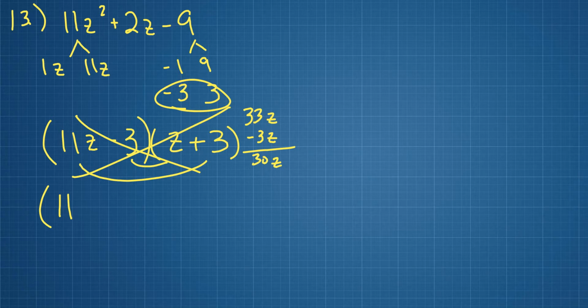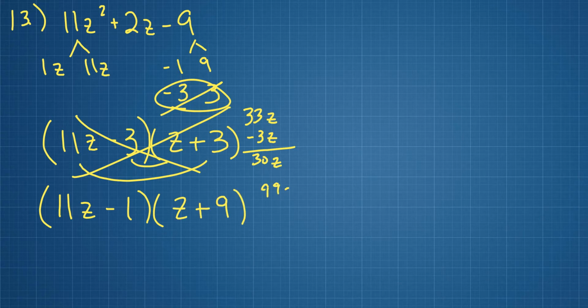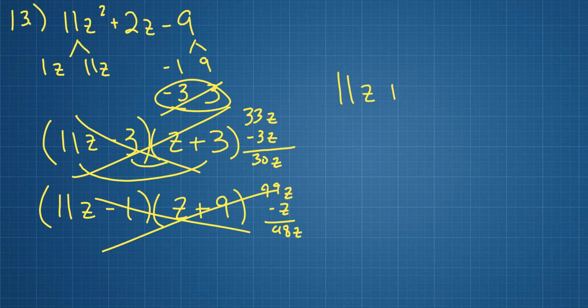That's if the number was different. So, if that was like 3 and 2, you'd have to flip it. But since 3 and 3 are the same, you don't have to. So I'm going to put 11z minus 1, z plus 9. I do the outside to get 99z, the inside to get minus z. Together it's 98z. Not what I want. So remember, I can't cross off negative 1 and 9 because they're different numbers, so I have to flip it. So I've got to put 11z, this time with the 9, and z with the 1.